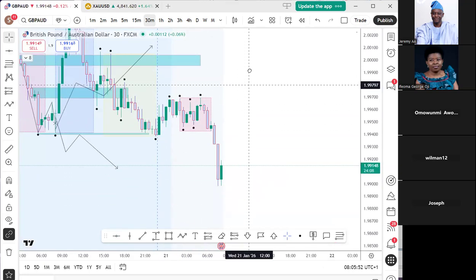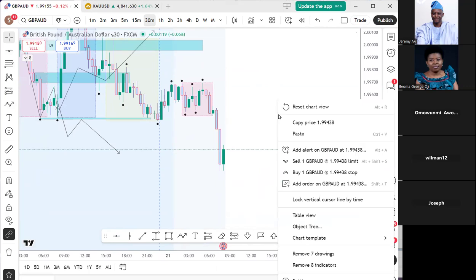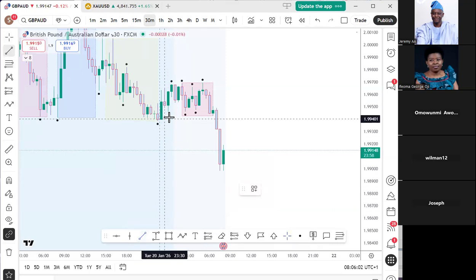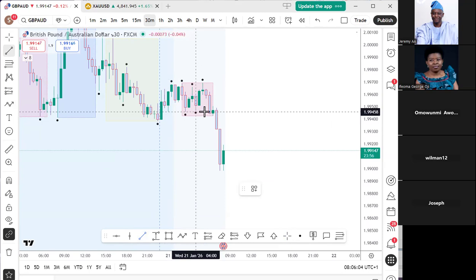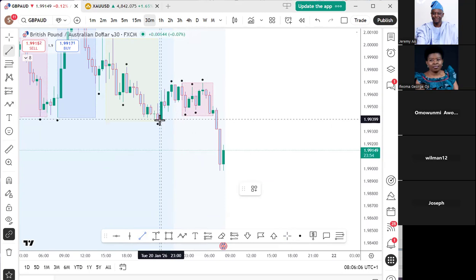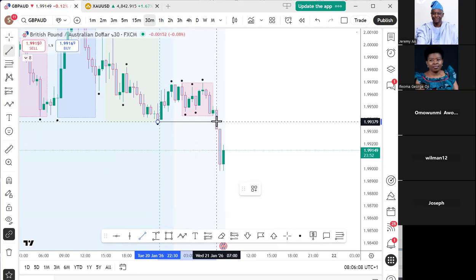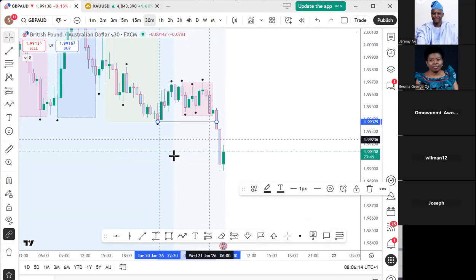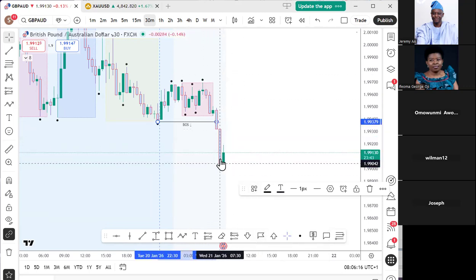Let's look at this one. This is Pound Aussie. This one has a nice break of structure around here. Where is that now? Market structure shift. Let's say, in fact, let's just call it here. We had some market structure shifts there. Let's call the break of structure right there. Okay, so break of structure right there, and it's pulling back.